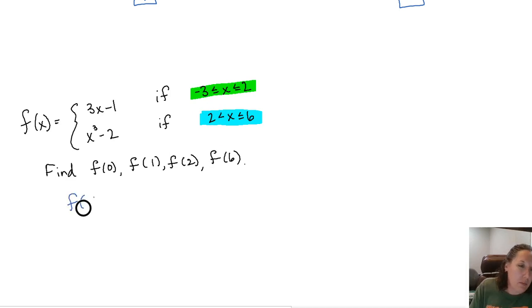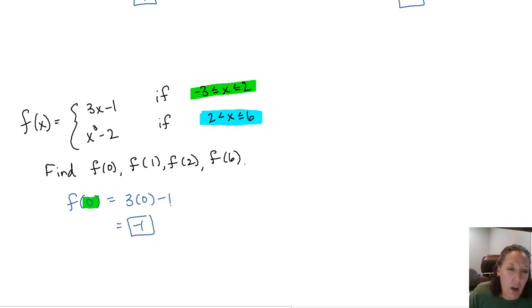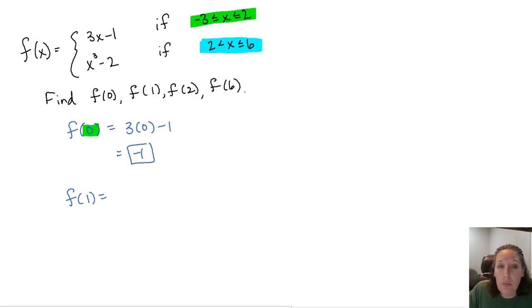Our first problem that we're looking for, our first function value, is f of 0. 0 is between -3 and 2, and so that means we're going to be in this first category. We can completely ignore the second one, and we'll get 3 times 0 minus 1 gives us a y value of -1. If we wanted to find f of 1, well, 1 is still between -3 and 2, so it's going to still be in that same category. And so we're going to plug into the same expression. 3 times our x value of 1 minus 1 gives us a y value of 2.